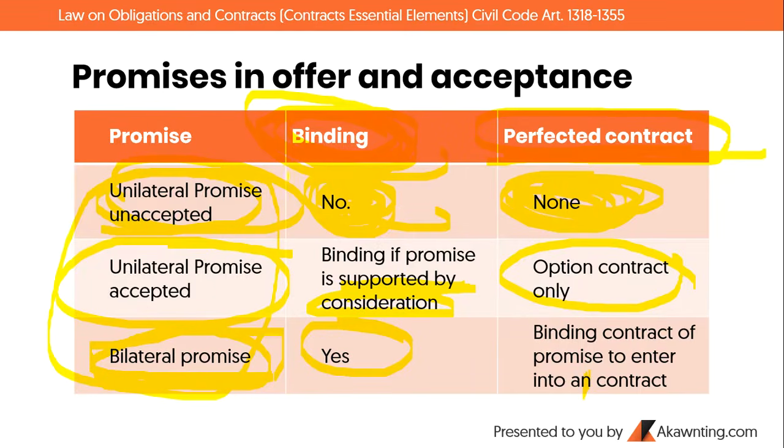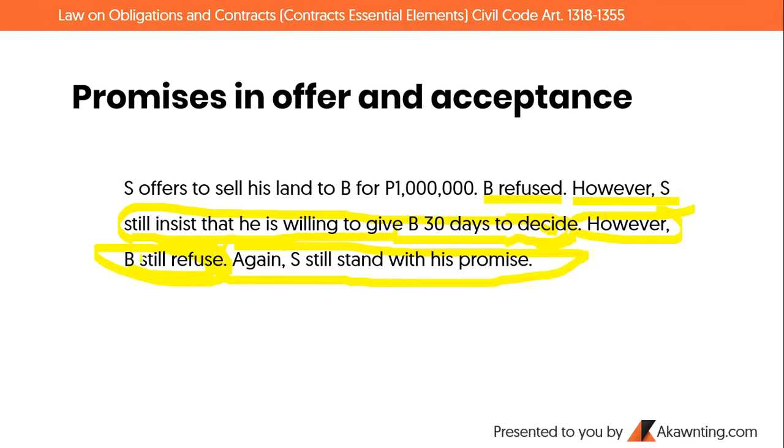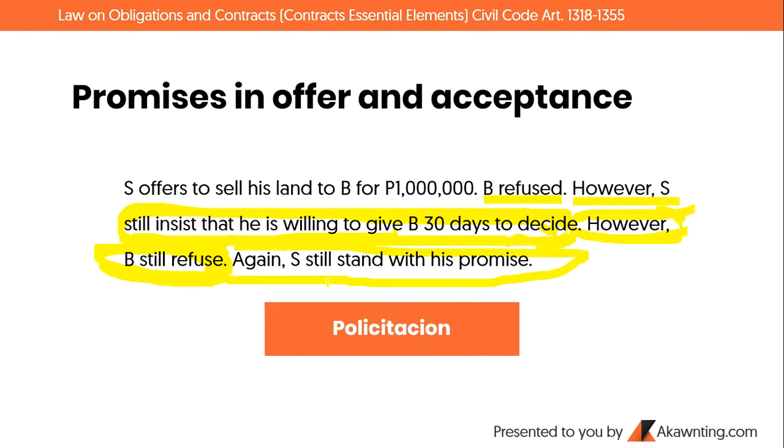This is a unilateral promise that is not accepted by the other party. Okay? So, ito yung unilateral promise. Ito naman yung instance ng hindi pag-accept. Di ba? Still refuse. Okay? So, this is also called policitasyon. Okay? So, in this case, there will be no instance wherein mababind. Kahit sino sa kanila hindi pwedeng mabind in a policitasyon.